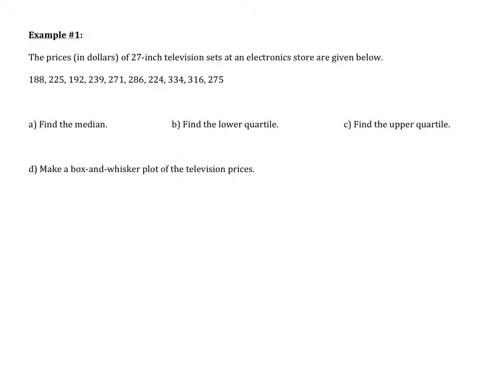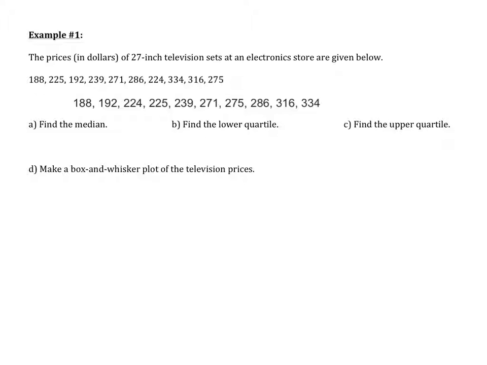The prices in dollars of 27-inch television sets at an electronics store are given below. $188, $225, $192, $239, $271, $286, $224, $334, $316, and $275. The first thing they want us to do is find the median. In order to find the median, we're going to have to put our numbers in order from least to greatest. So let's do that first.